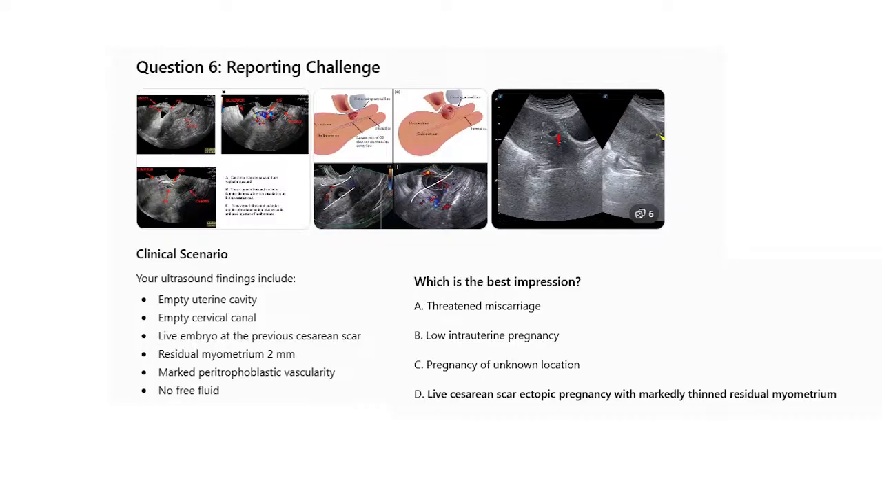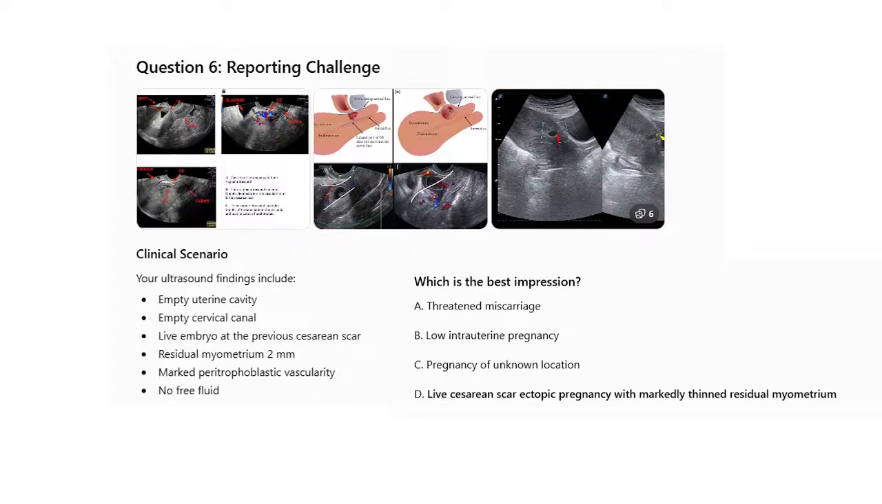Which is the best explanation? A, threatened miscarriage, B, low intrauterine pregnancy, C, pregnancy of unknown location, and then D, live cesarean scar ectopic pregnancy, marked thinned residual myometrium.